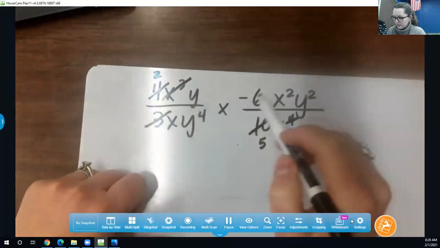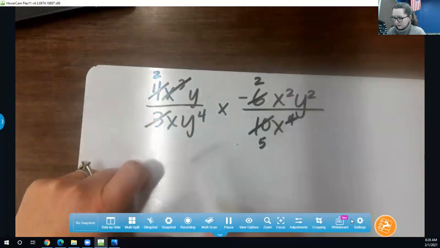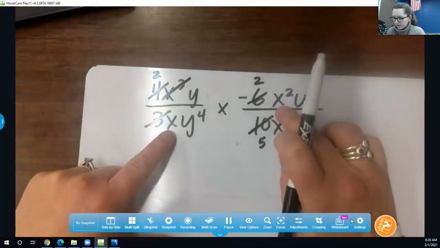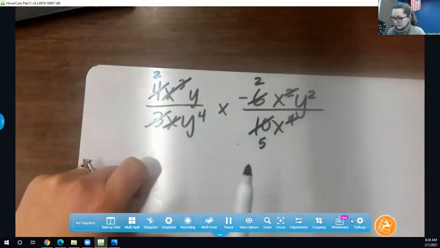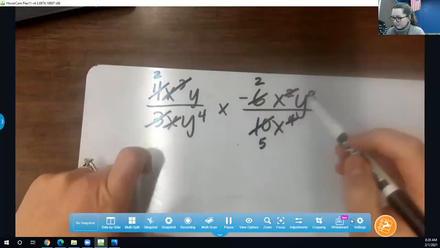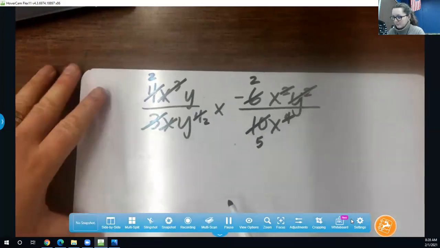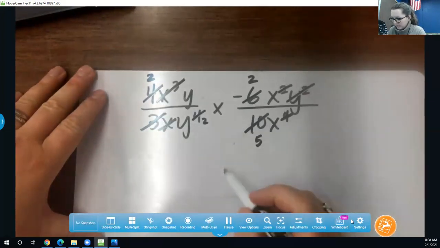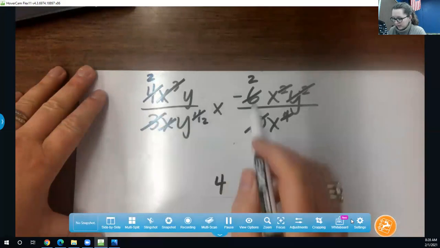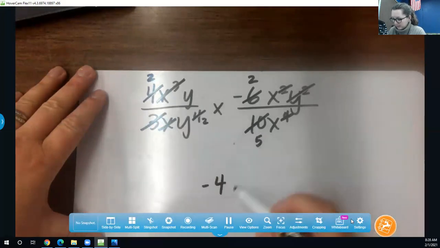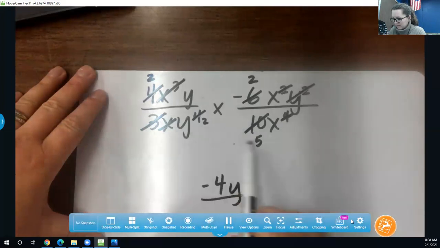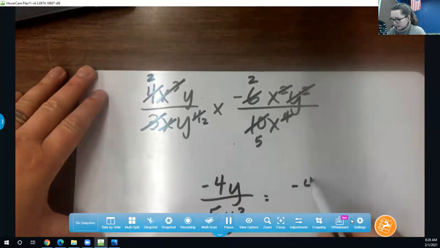All right, well, 3 and 6, that becomes 2, right? And then x squared and x cancel there. Y squared and y to the fourth, this becomes y squared, right? If this gets too messy for you, you can go ahead and do the first method. That's totally fine. You should get the same answer. So I have negative 4y divided by 5y squared. Continue simplifying, negative 4 divided by 5y.